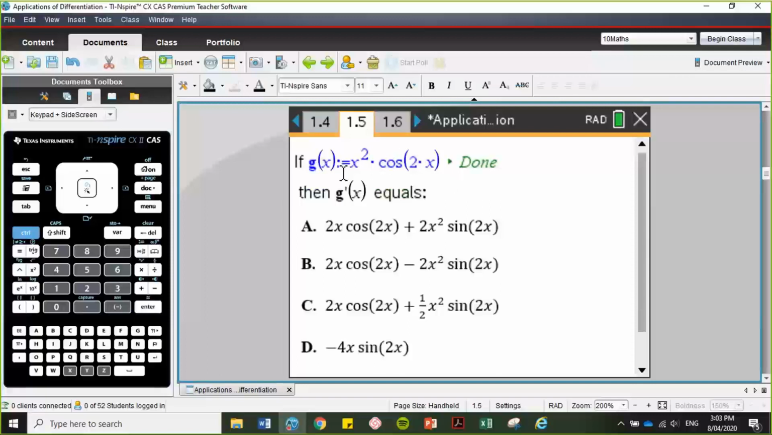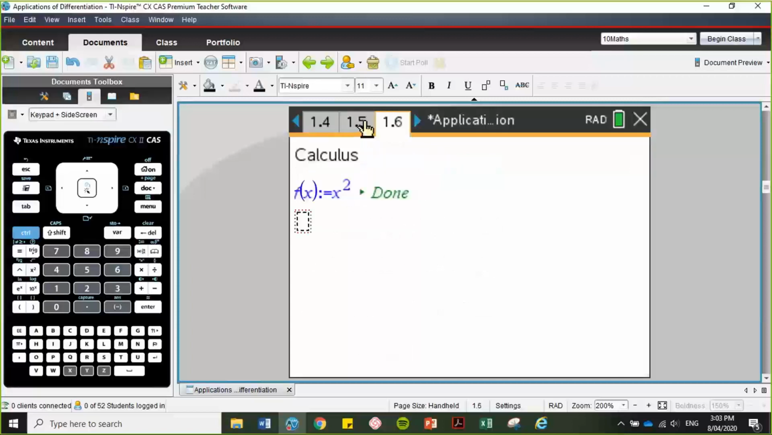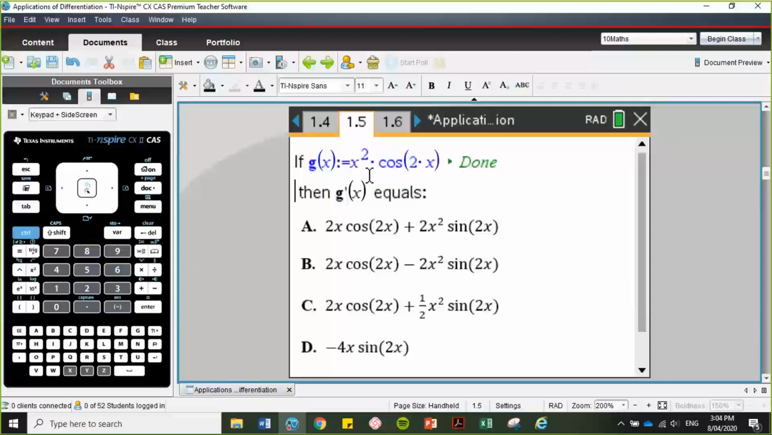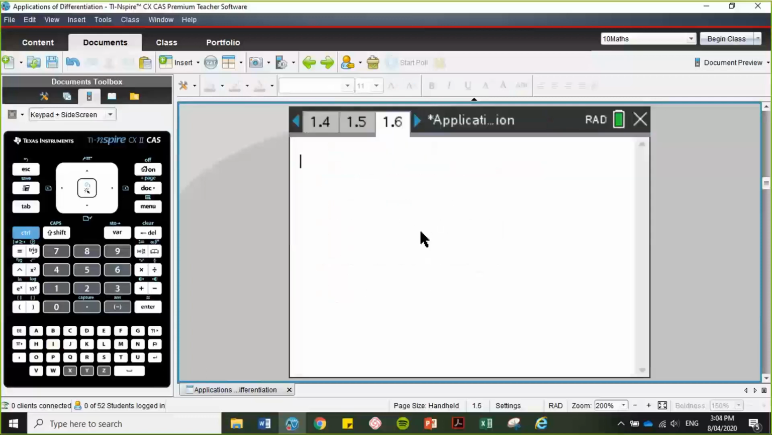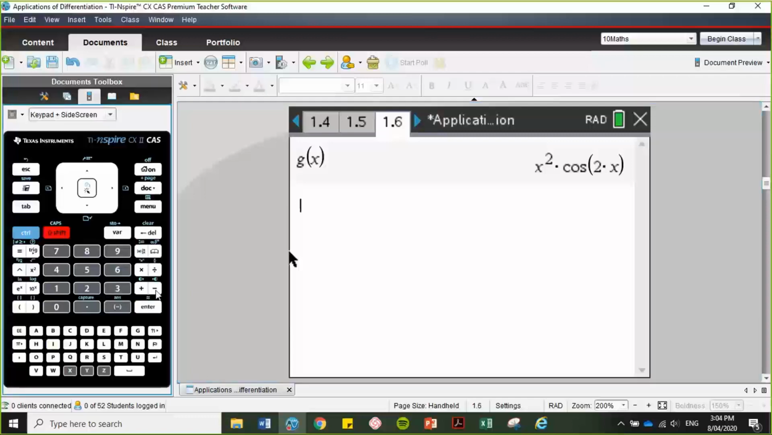So if we've defined our function g of x, then remembering that these pages talk to one another, if I open up a new calculator page, my function g of x is defined here. So the shortcut to find a derivative function is shift and minus. That will bring up my derivative template.